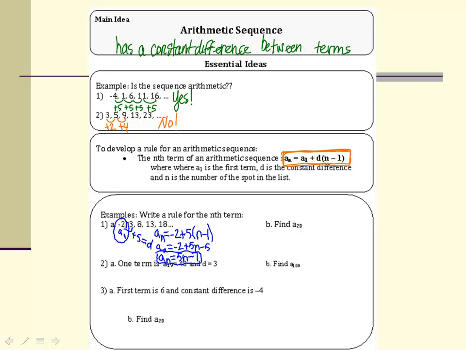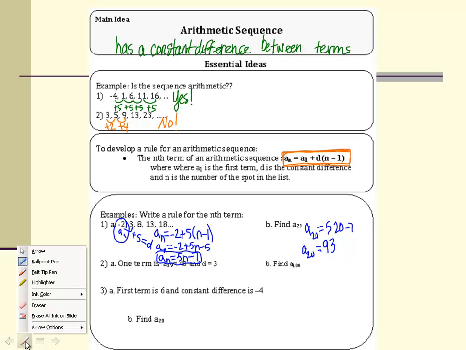Find a sub 20. So a sub 20, we're going to just use our formula. So that's 5 times, instead of n, I'm going to put 20 in its spot, minus 7. So 5 times 20 minus 7 gives you 93. So a sub 20 is 93.